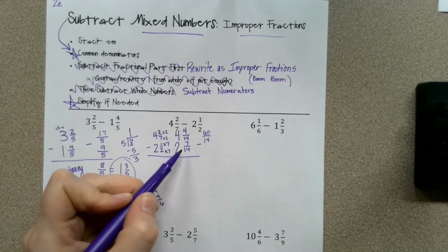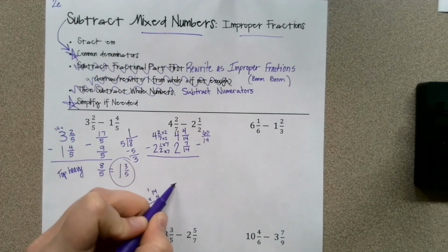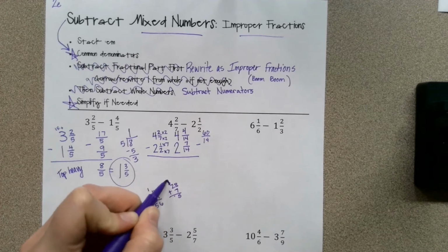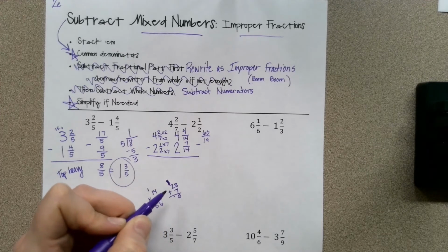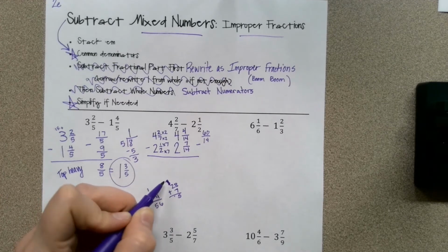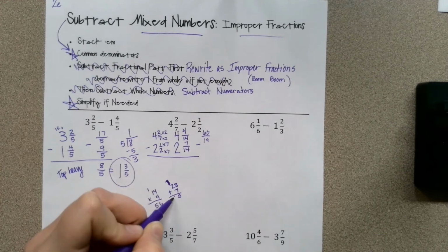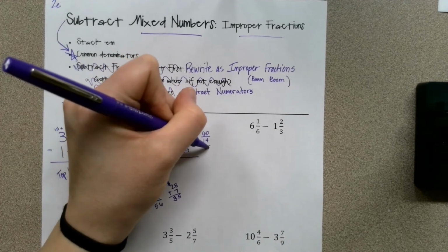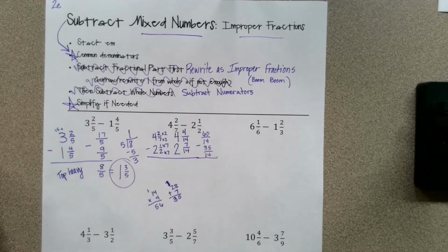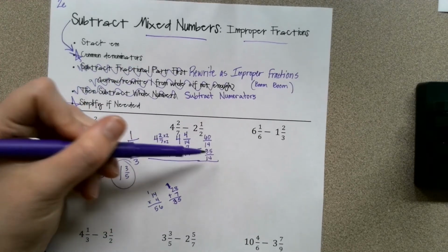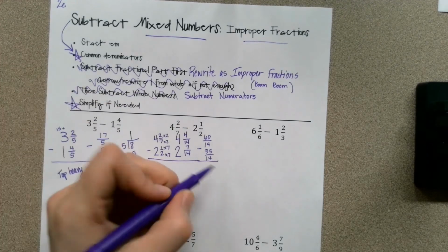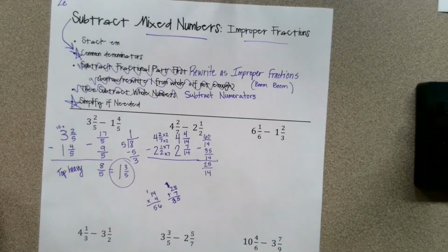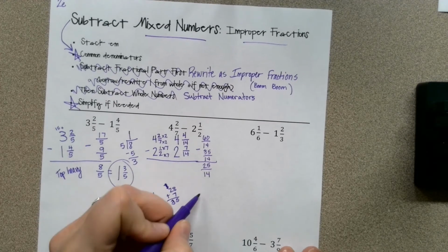14 times 2 is 28. 28 plus 7 gives us 35. So now we have 35/14, and then we can subtract. 60 minus 35 is going to give us 25/14. Again, you'll notice that it's top heavy, so we have to simplify using division.